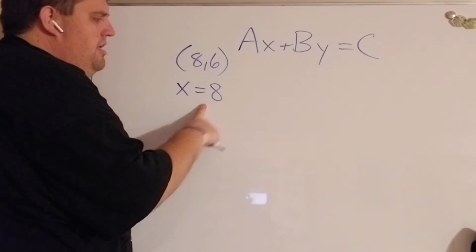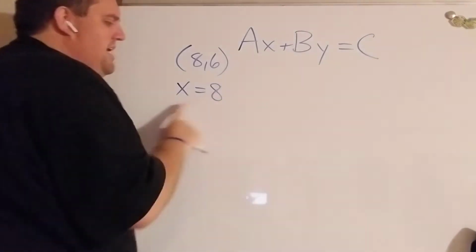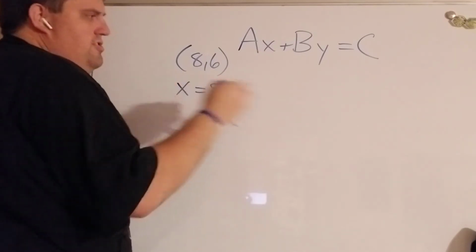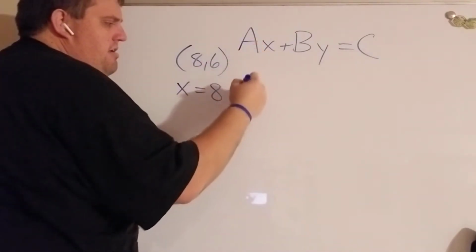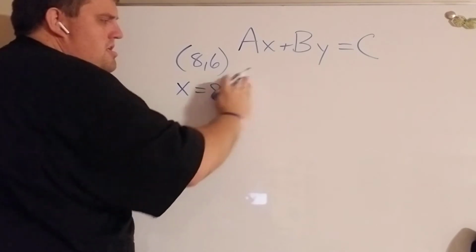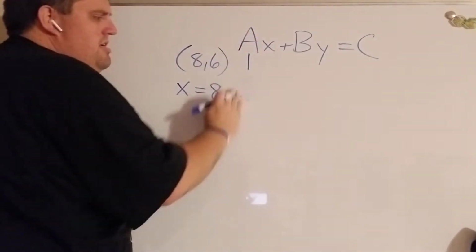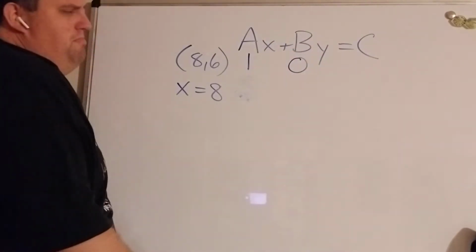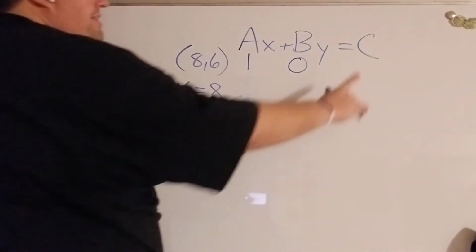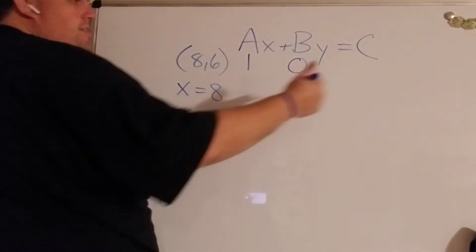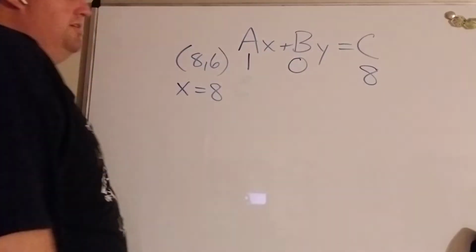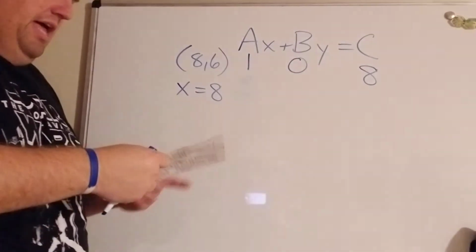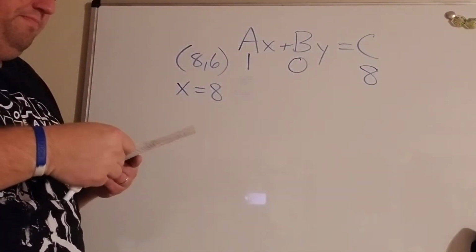So, how do I make this say this? Well, there's an x in here. How many x's? Just one. So A would be 1. There are no y's, so I need to get rid of the y, so B would have to be 0. And the C on this side of the equal sign is going to have to be 8. So A would be 1, B would be 0, C would be 8 in standard form there.